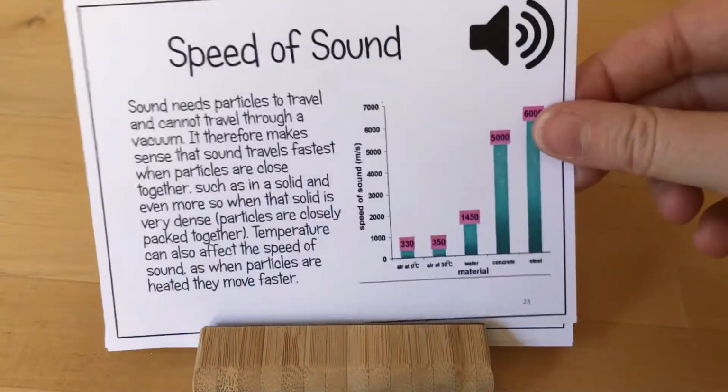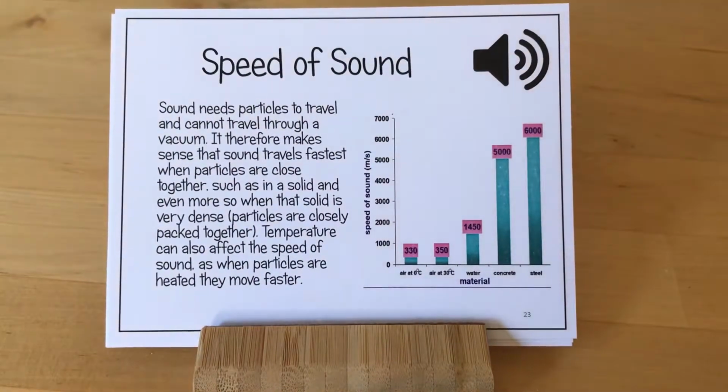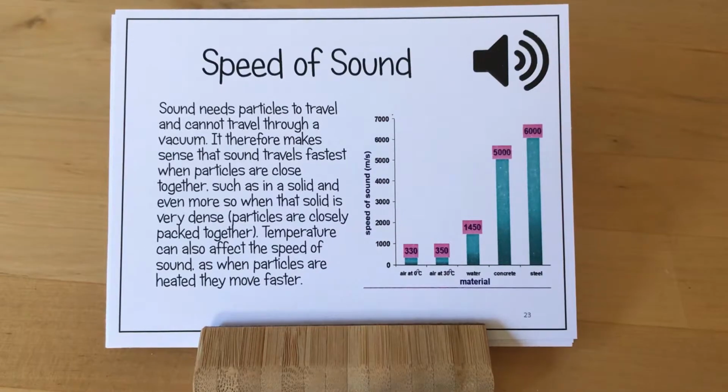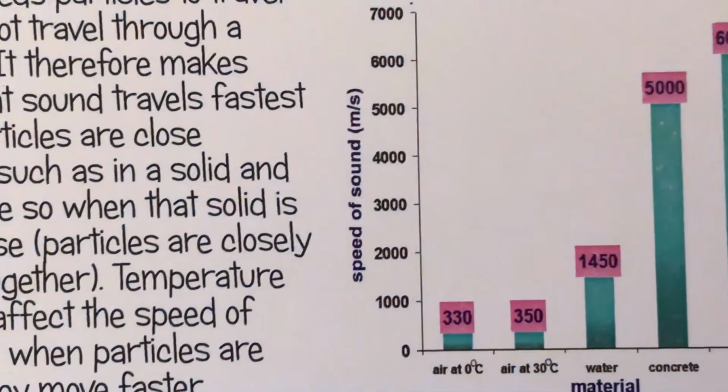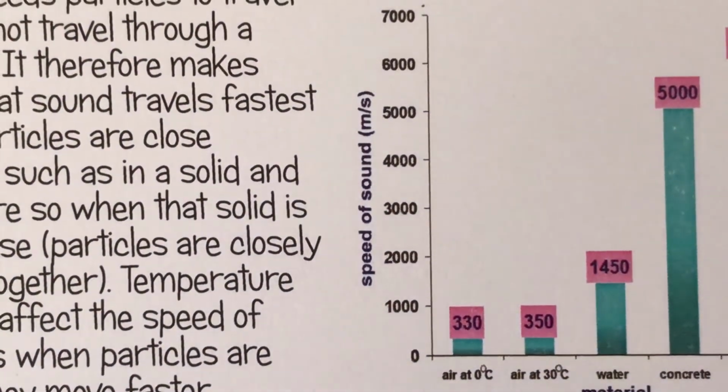And the last thing we're going to look at in this video is the speed of sound, okay, and that relates back to what I just said about the tuning fork. So again, reiterating that sound needs particles to travel, it can't travel through a vacuum, and we've got a graph here which we can make lots of conclusions about. So we can see that air at 0 degrees, the speed of sound travels slower than air at 30 degrees, okay, the first two bars on that graph.